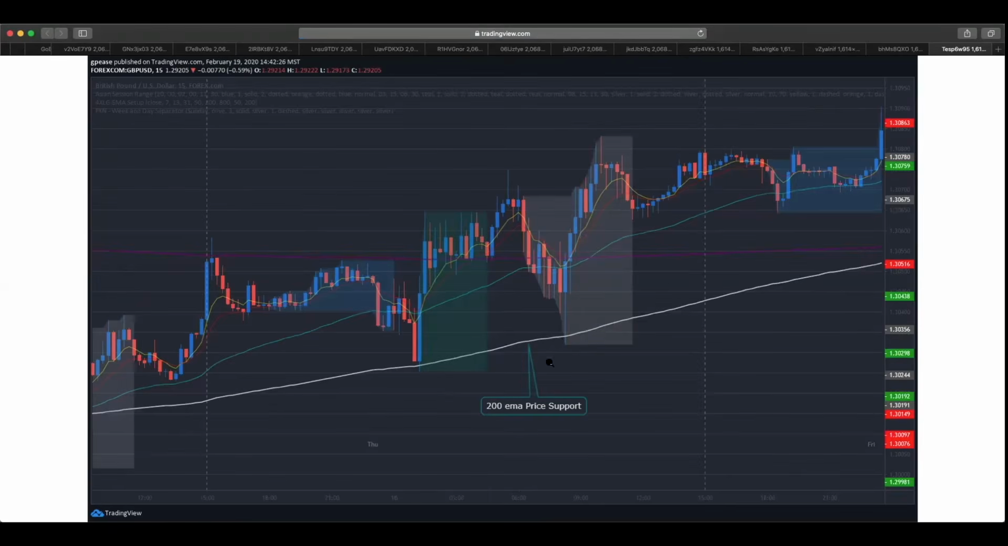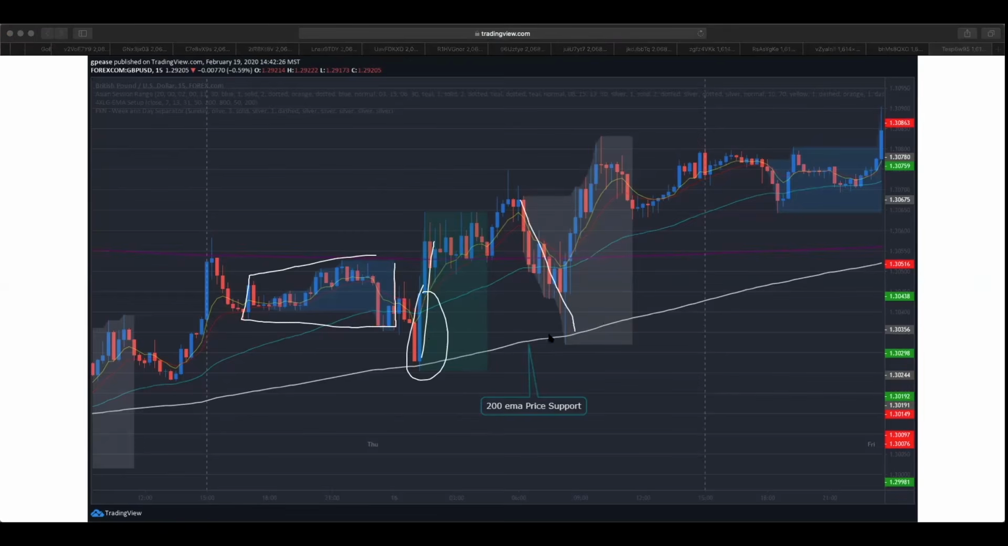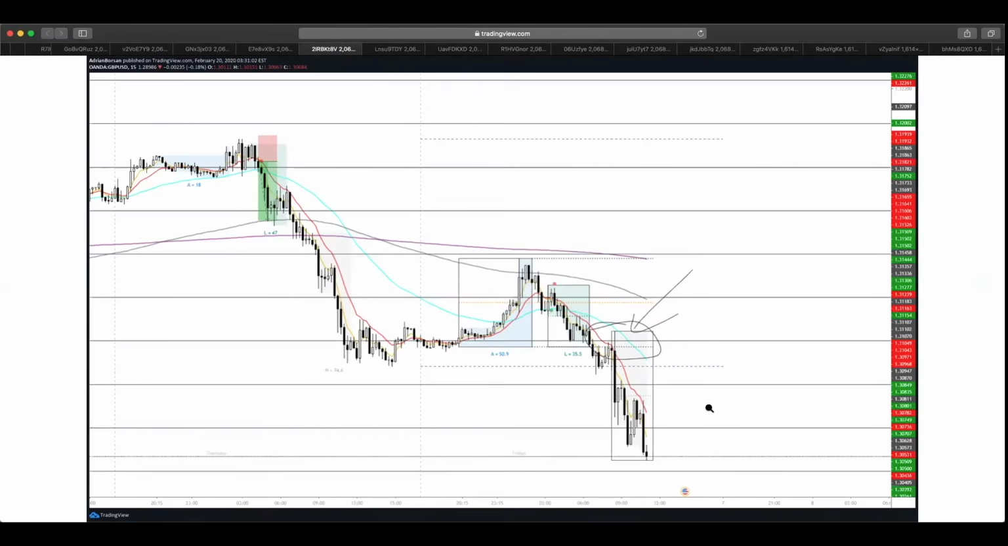So here's what pins to the 200 here, right? This would be your Asian range here. You get a railroad track stop hunt going back up, coming back down. They pin it again, and they go back up. Pins to the 200. All right, so what would this be a good example of?